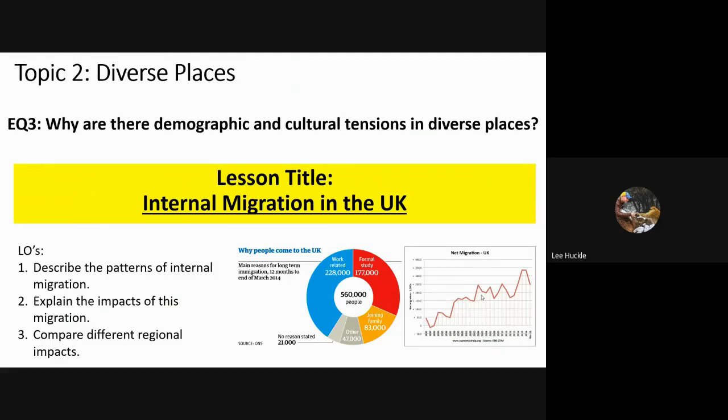So the first part of EQ3 was looking at internal migration in the UK. So migration within the United Kingdom itself, not from outside, but within. Three key areas here that you'd have explored and discussed: describe the patterns of internal migration. So where are people coming from? Where are fewer people coming from? And why are there these differences? Explain the impacts of this migration, that's both positive and negative. And then comparing the different regional impacts.